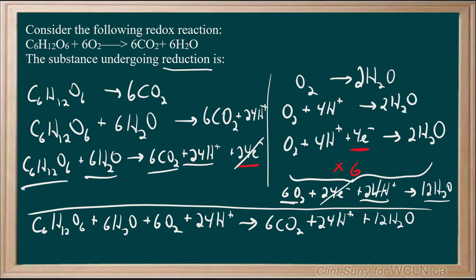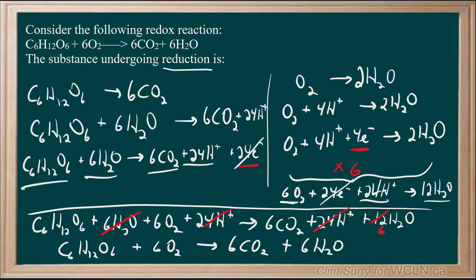I've accounted for everything. Now we're going to do a little bit of canceling. I can see here there's 6 water on one side, 12 on the other. I'm going to cancel this and change this to a 6. I have 24 on each side of those. I end up with my C6H12O6 plus 6O2, making 6CO2 plus 6H2O, which is exactly the same as what we were given in our question.